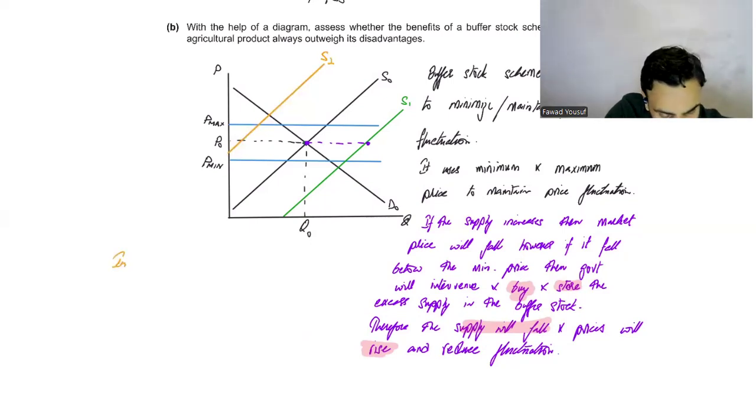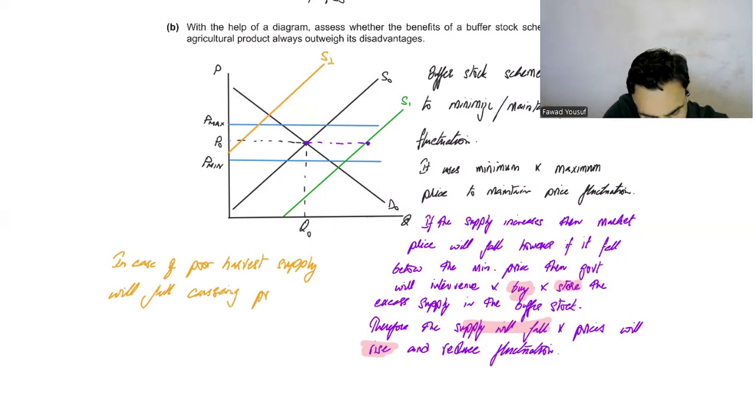So we'll say, in case of poor harvest, supply will fall, causing price to rise. Government will release, this word is important, release from buffer stock.